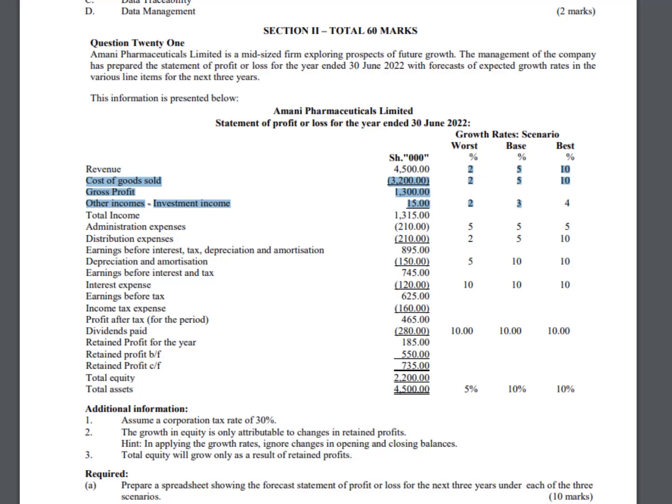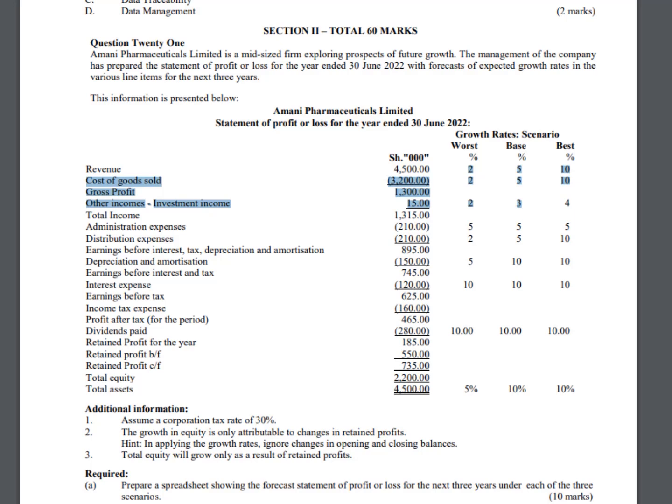We also have the additional information. We have the corporate tax rate at 30%. The growth in equity is only attributable to changes in retained earnings. And we also have a hint there, in applying the growth rates, ignore changes in opening and closing balances. Total equity, we are also told, will grow only as a result of retained earnings.